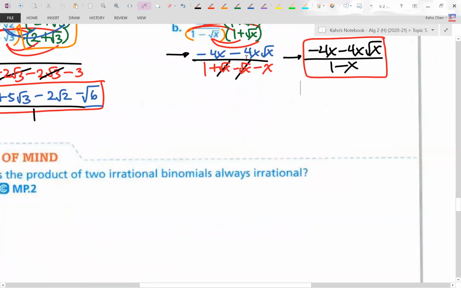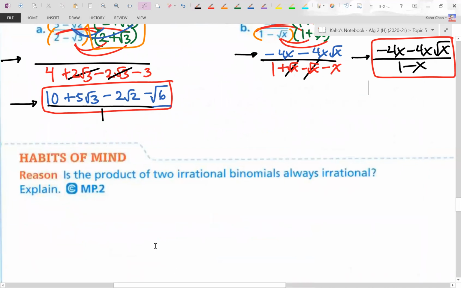Hey, we have a question at the bottom here. Is the product of two irrational binomials always rational? Let's see. Irrational binomials. Yeah, we're going to skip that. Let's move to the next page. Last page. Woohoo! There we go.